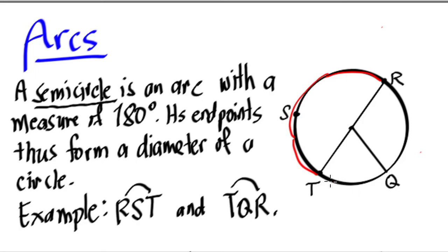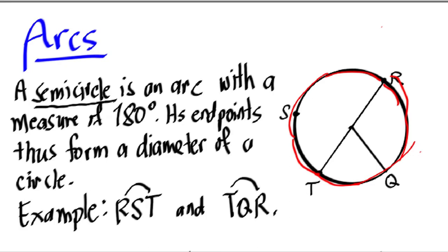Also, we have arc TQR, coming from here all the way to R. So this is arc TQR, which is still half of a circle. Note that we include a third letter in the middle to distinguish between the two semicircles with endpoints R and T. Since arc RT and arc TR are interchangeable, we put a point in between so that we can distinguish that these semicircles are different. The entire circle is then the arc intercepted by one complete revolution.